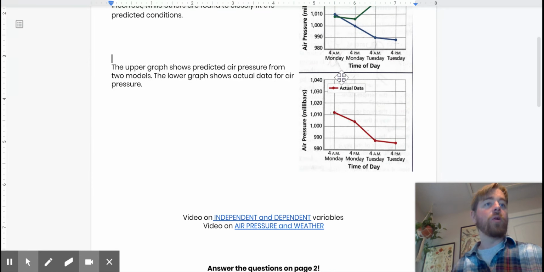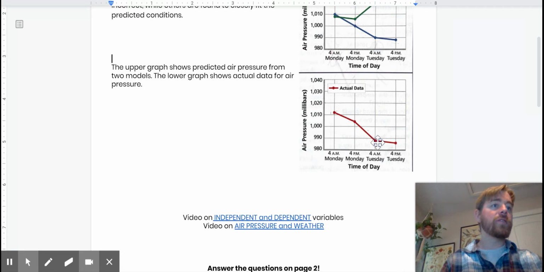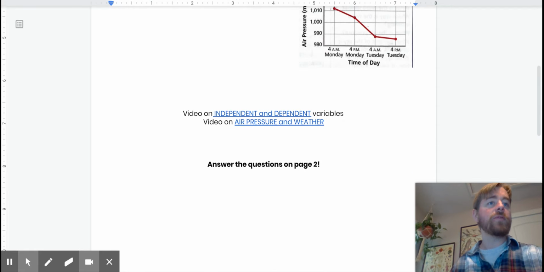The lower graph here shows the actual data, what actually happened. We can see that the air pressure started at a little over 1,010 millibars and decreased, and then decreased a little faster, and then continued to decrease, but not quite as fast in the last section of time. I did include a couple of embedded videos for you, just a little reminder on independent and dependent variables, and then a quick little video on air pressure and how it affects weather. It might come in handy for the questions here.